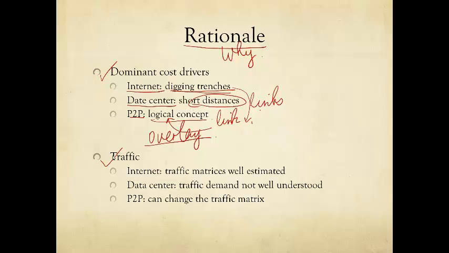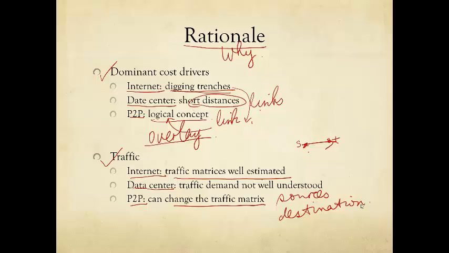The second rationale is our understanding and the flexibility of controlling the traffic. For the Internet backbone, the traffic matrices, that is, from a source to the destination, usually at this hour, how much traffic do you expect end to end? That you can collect into a matrix called traffic matrices. Traffic matrix values for the Internet backbone are very well documented and estimated. For data center, however, the traffic demand pattern is not as well understood. And for P2P, actually, we can even change the traffic matrix because we can redefine who are the sources and who are the destinations of a particular multicast tree. That is up to us to design.